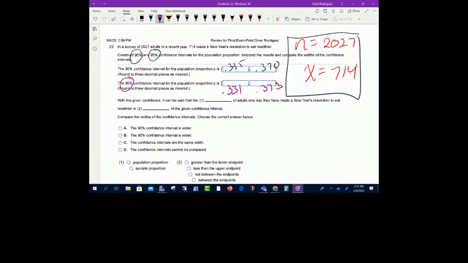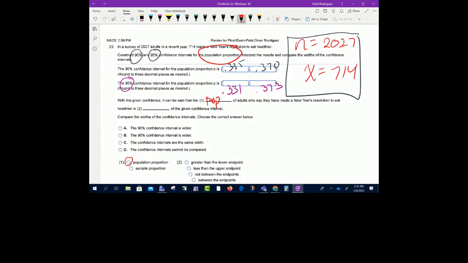Now, when I get to the next part, it's asking me to fill in the blanks. I want you to notice something, because sometimes my students say, sir, I'm always confused what they're asking me to do. Look what we're talking about: population proportions. It's going to give me an option: do I want population proportion or sample? We're talking about population, so let's put population there.